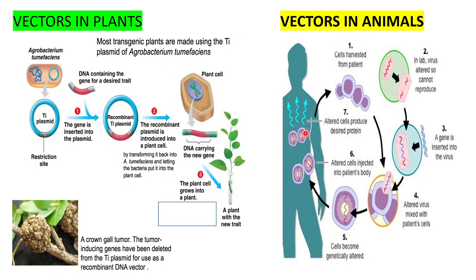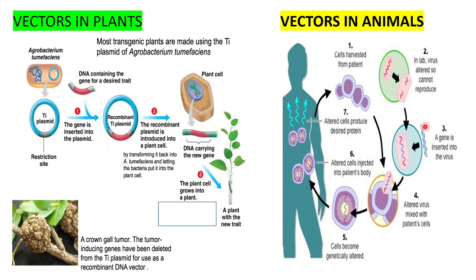So what is done? The cells which have a defective gene, we want to replace the defective gene with a functional gene. So the cells are harvested. The defective cells are taken out from the patient. Then in the lab the retrovirus is altered so it cannot reproduce. The virus is manipulated in such a manner that it will not produce multiple copies inside the animal, otherwise it might cause some disease. So that way it is modified.